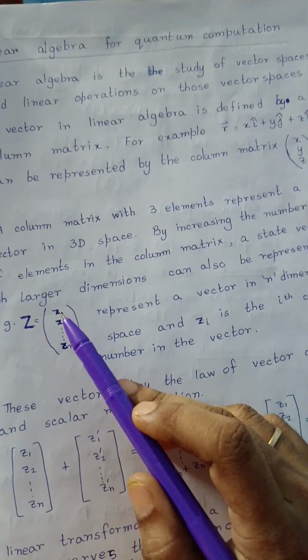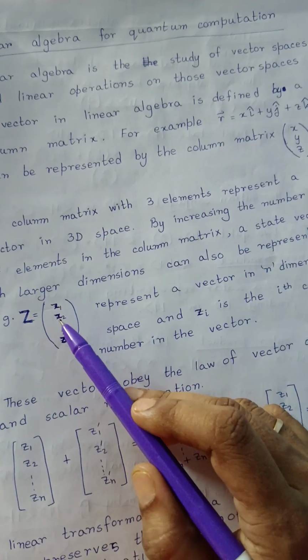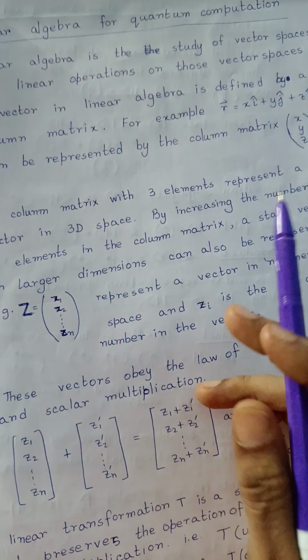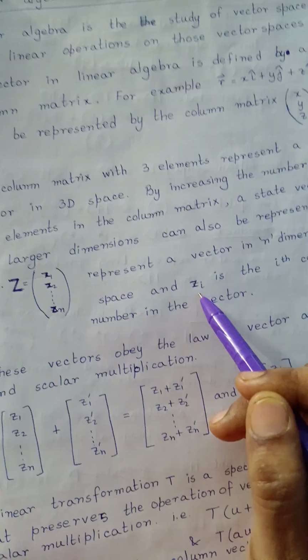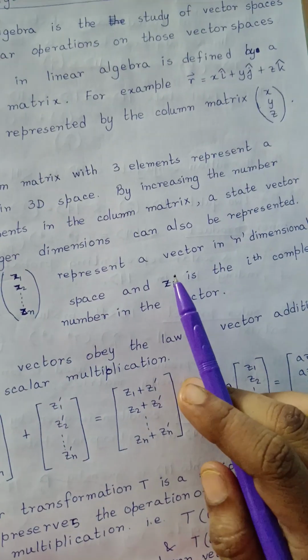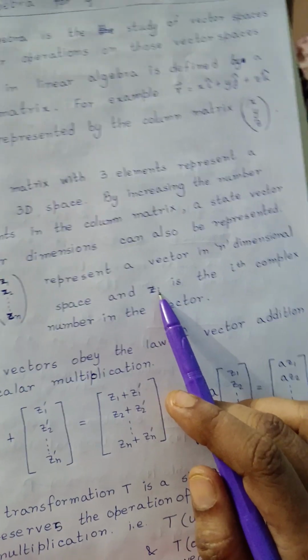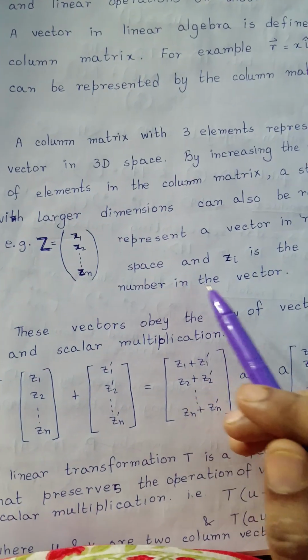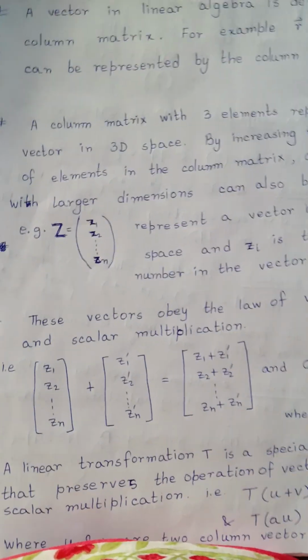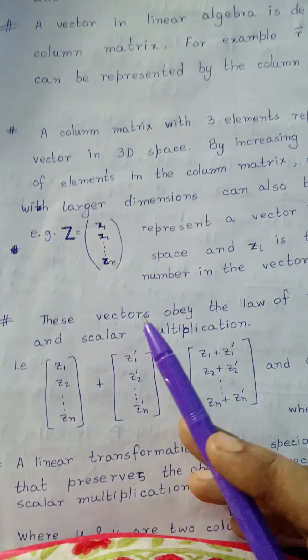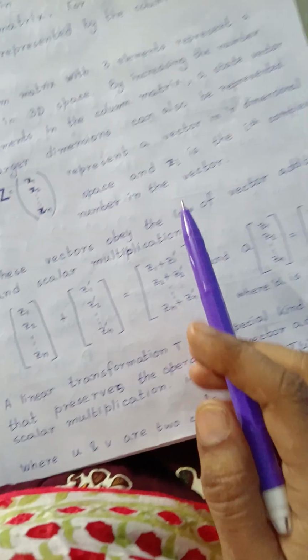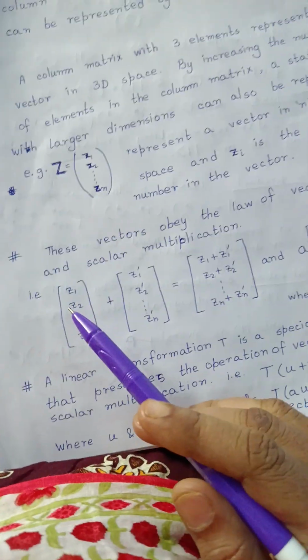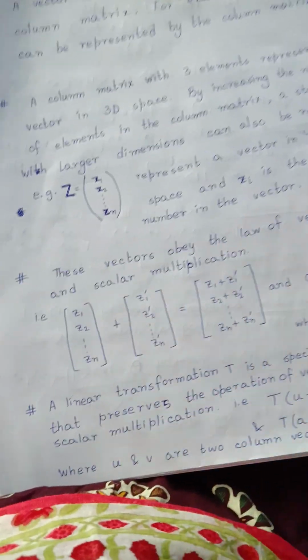And also remember one additional thing, each element here in a quantum system can be complex, can be represented by a complex number also. So here Zi represents the ith complex component of the state vector. And these vectors, now about linear operations. So these vectors obey the law of vector addition. What is the law of vector addition?